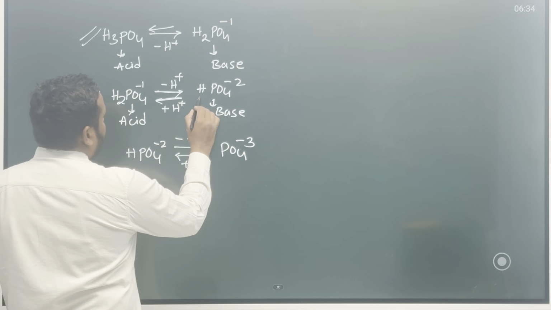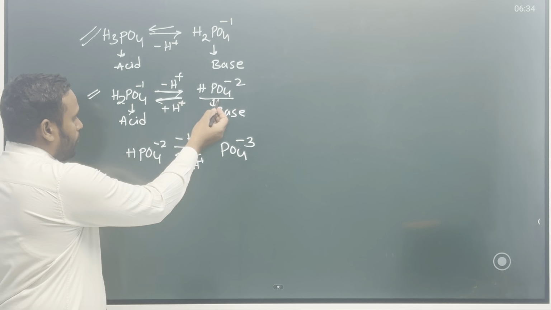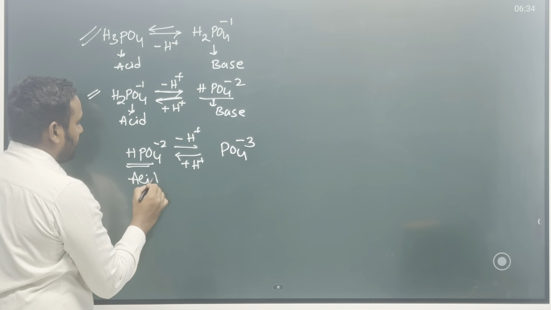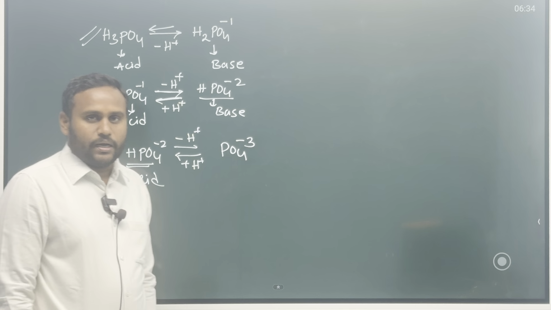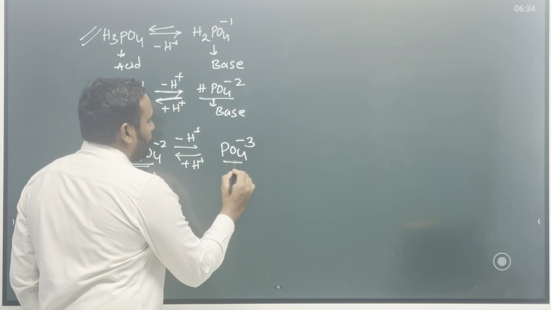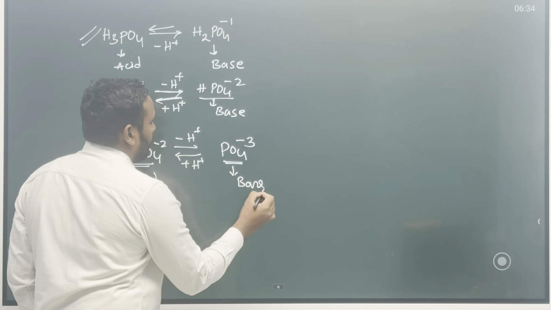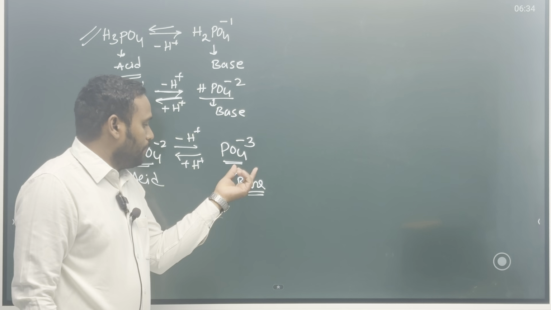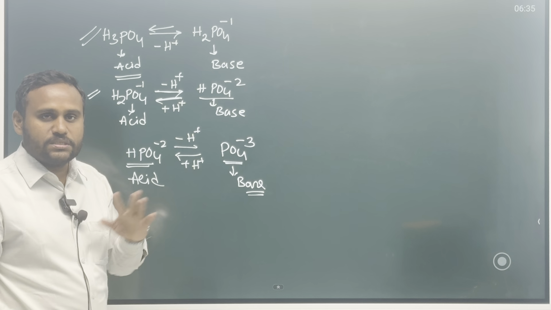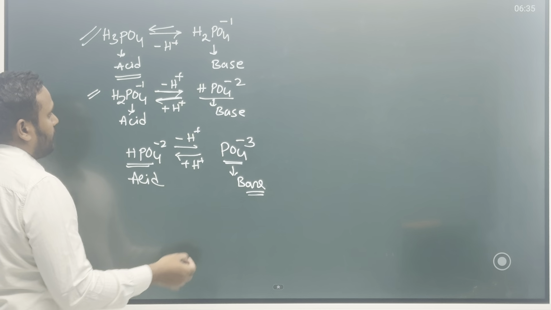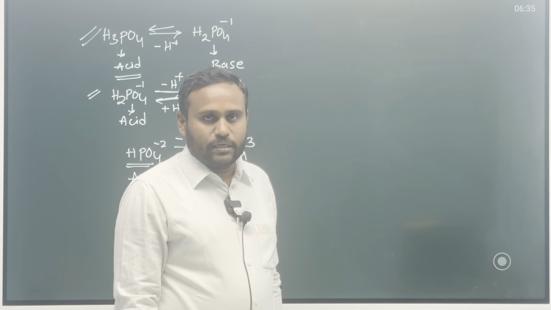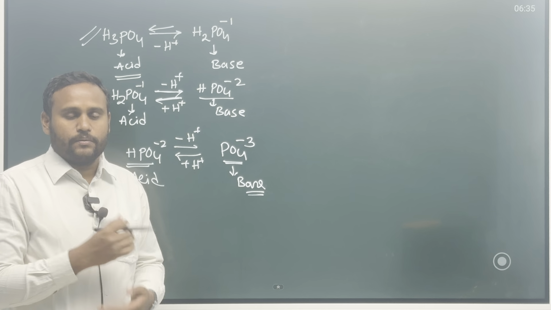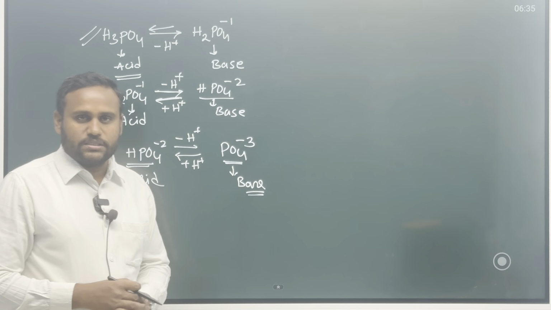And next, in the same manner, HPO4 minus 2 in this one acts as base, and the same HPO4 minus 2 in this one acts as acid. So HPO4 minus 2 can also act as both acid and base, and PO4 minus 3 can act as only base. H3PO4 can act as only acid, PO4 minus 3 can act as only base. This is an important question type. Sometimes they may ask which can act as both acid and base, or what is the conjugate acid or conjugate base of a particular substance.